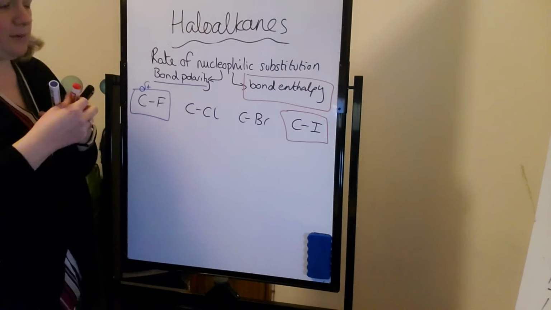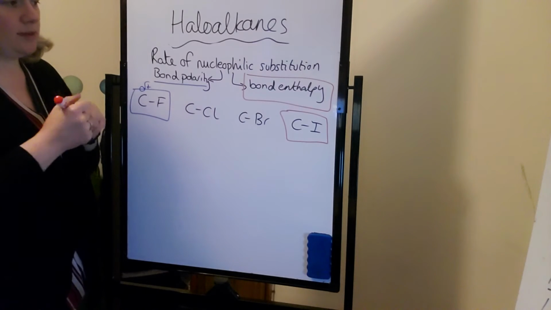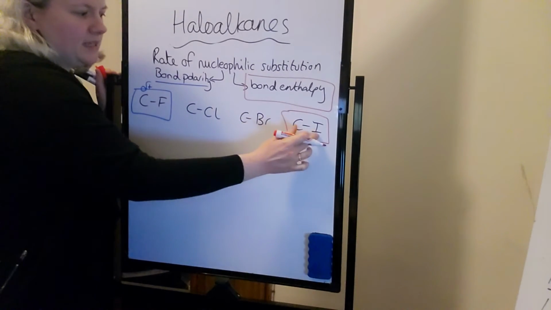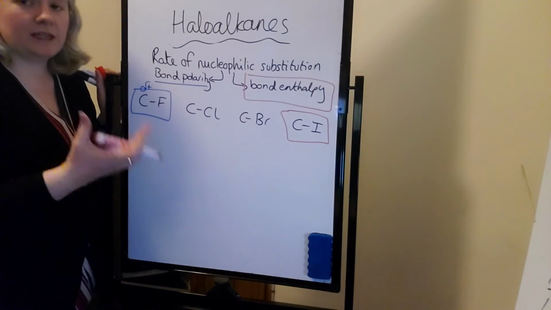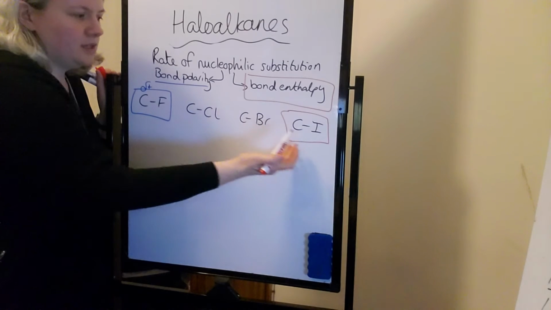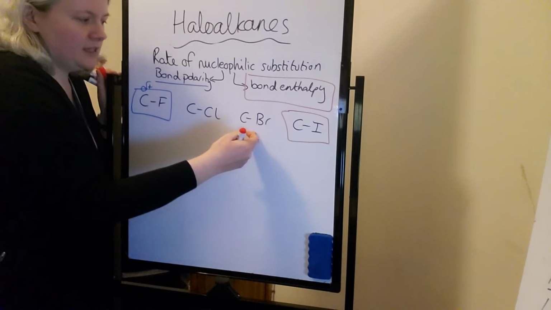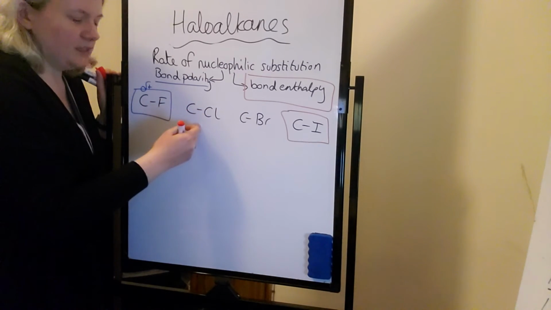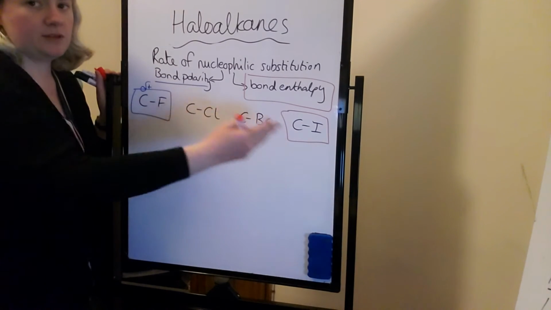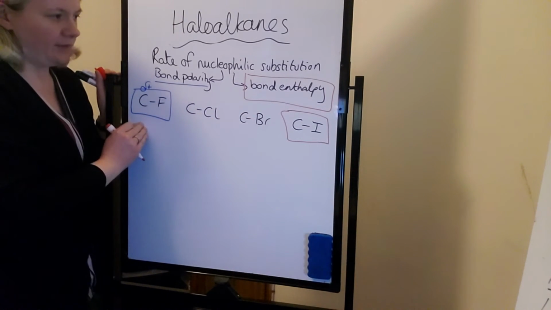When we're talking about bond enthalpy, we're talking about the amount of energy needed to break the bonds. So the C-I bond is the weakest bond out of all of these. It goes up in strength each time. So the next one is C-Br, then it's C-Cl, and the strongest bond out of these four is the C-F.